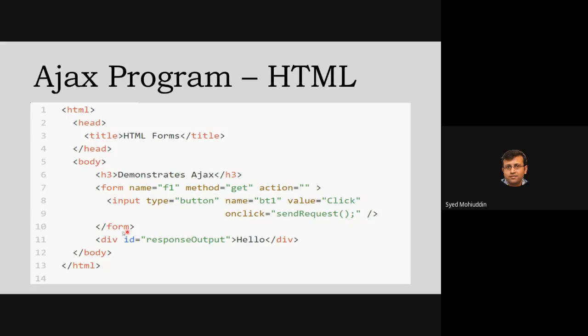Now there is another thing over here. The web page contains only a button, and then another thing called a div tag. This div tag initially has Hello as the text, but the ID of the div tag is very important. The ID which we have given is responseOutput. So the web page has a button, and a division which displays Hello as the text, and its ID is responseOutput. When the button is clicked, we call a JavaScript function, that is, sendRequest.